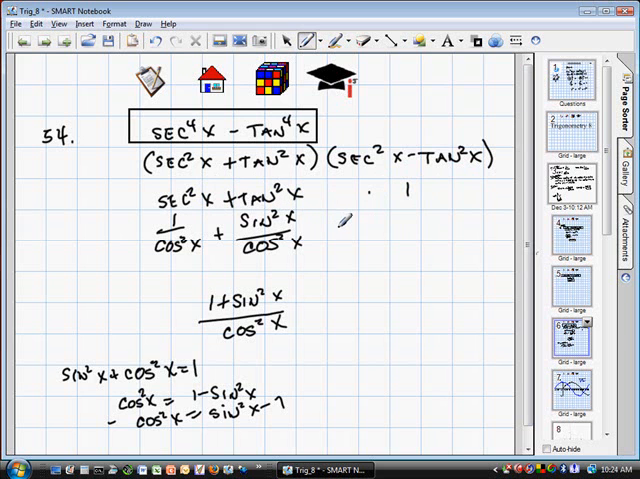What can I do to simplify that? Well, when you're really stuck and you don't seem to know what, by the way, that's the sum of two squares, isn't it? Secant squared plus tangent squared. Can we factor the sum of two squares? That was a review question from this semester.